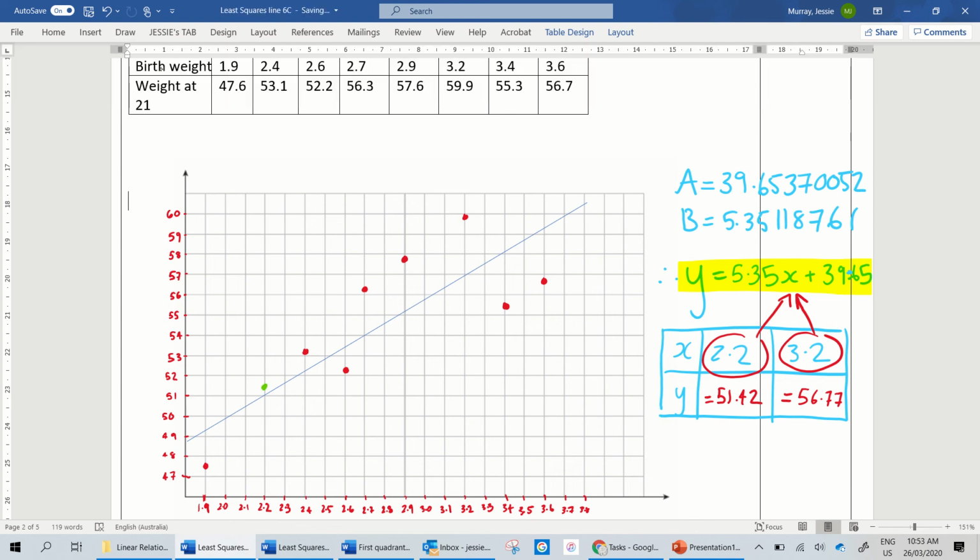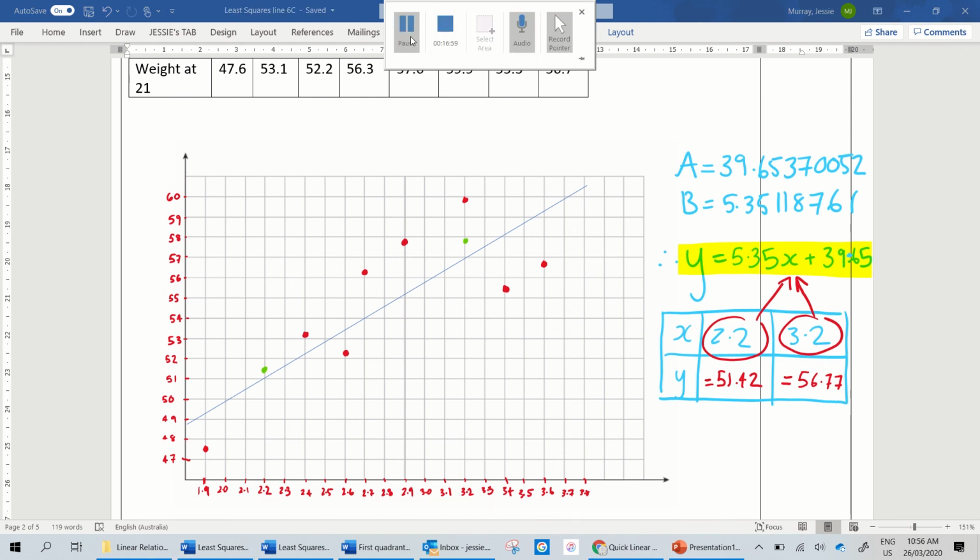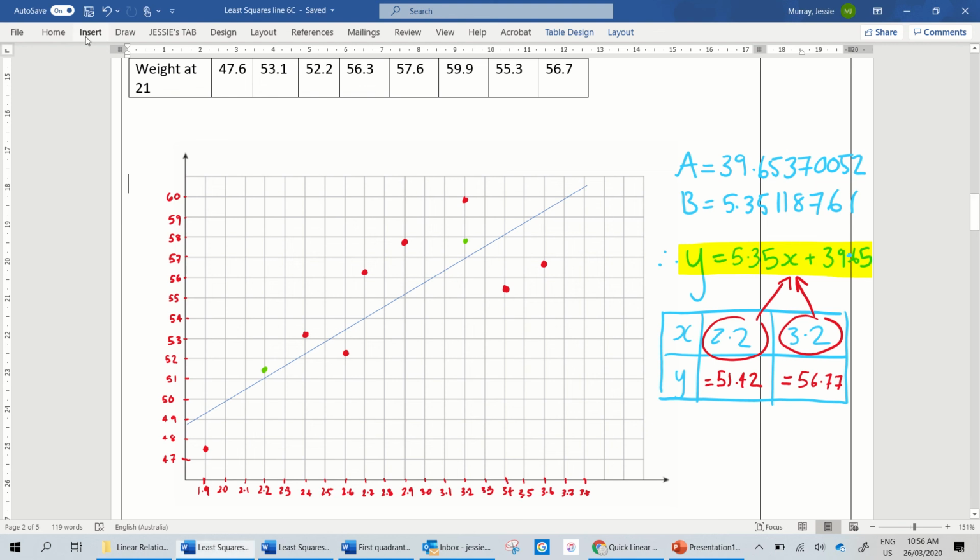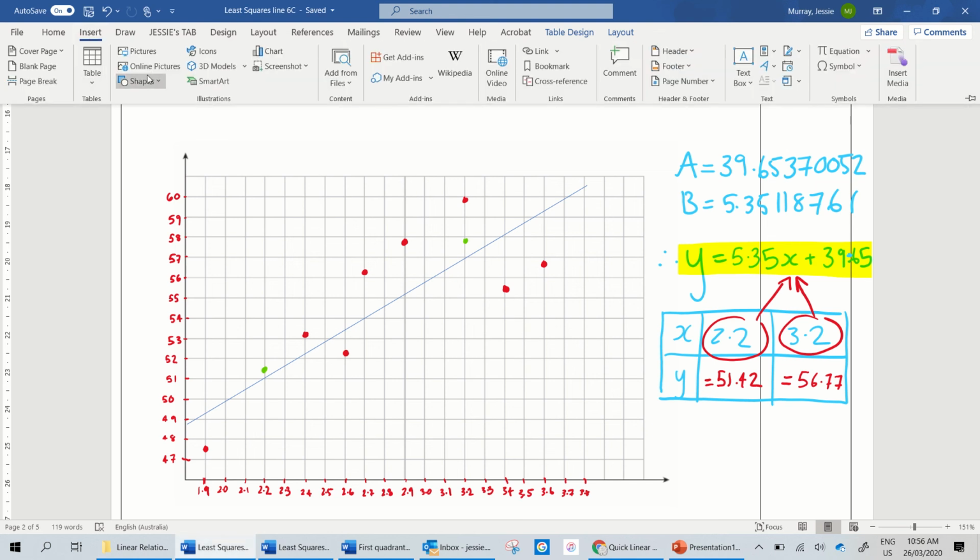Then at 3.2, I'm at 56. So 3.2, I'm at 56, nearly 57. So now I can join those two together and find the equation of line of best fit. And now just join them together. Okay, so I will put my line on.